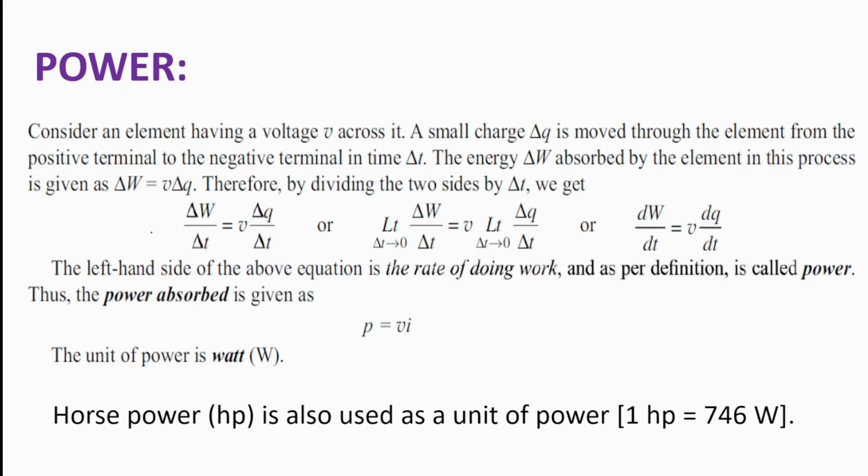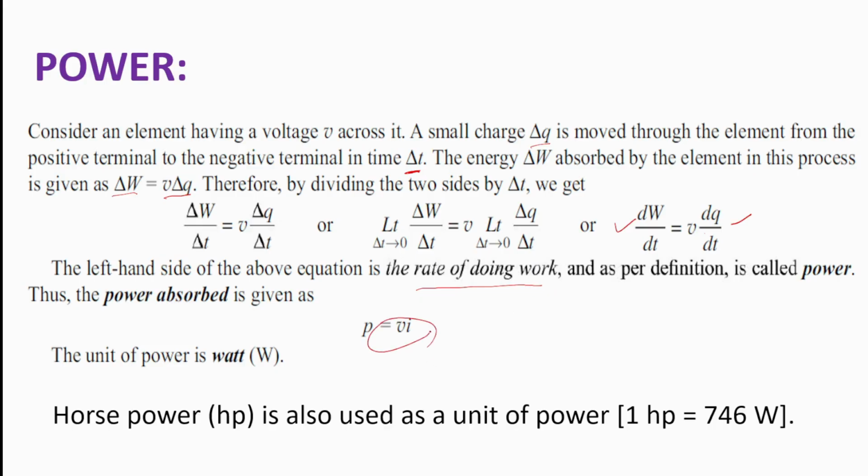Next one is the power. If you consider the voltage across any point or element, a small charge dq is moved through the element from the positive terminal to the negative terminal within the time delta t. So the energy absorbed by that element you can represent as delta W equal to V into delta Q. If I consider this relation, you will get dW by dt equal to V into dQ by dt. So here you can conclude that the rate of doing work is called the power.